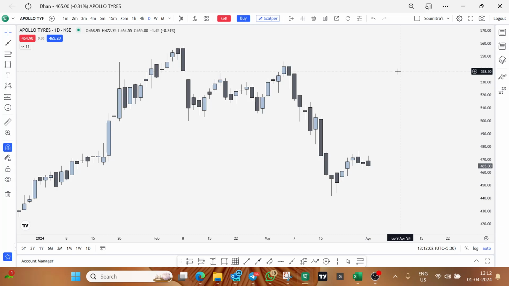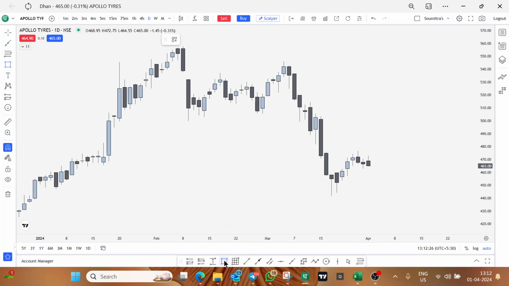Okay, so this trade was taken on 1st April 2024 in the Indian stock market intraday. The stock was Apollo Tires, and if you just look at the previous day situation, this is up to the previous day, that means 28th March. This candle is 2 days candle, so we are not considering that.